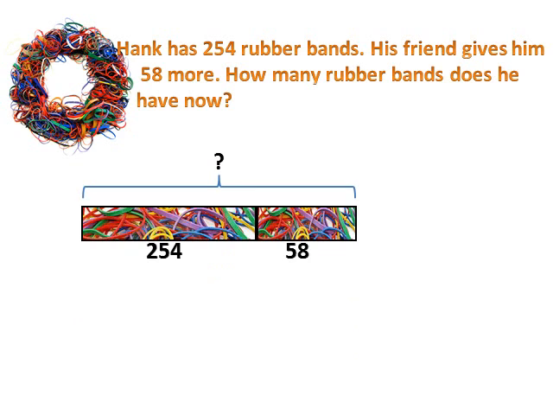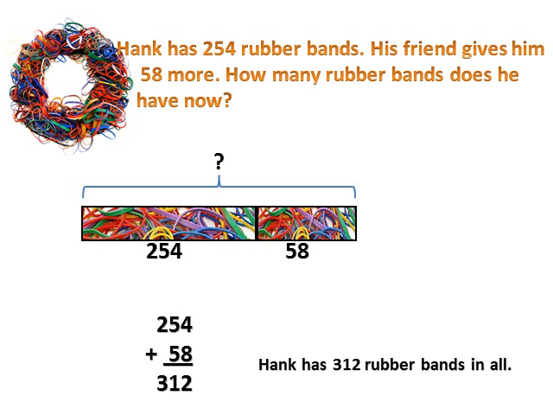Alright, so you can see that to get the total of those two boxes, you have to put them together, and in order to get the actual total, of course, you need to add. So this is the operation: 254 plus 58 equals 312. And the final part of our solution would be to write the statement: Hank has 312 rubber bands in all. Again, I'd like to stress that the last part of the solution, where you state the answer to your question, is important.